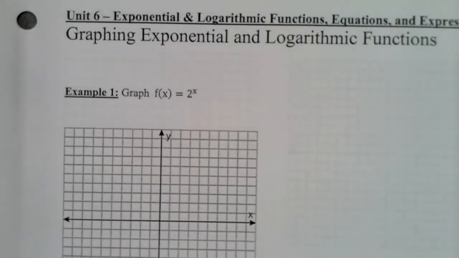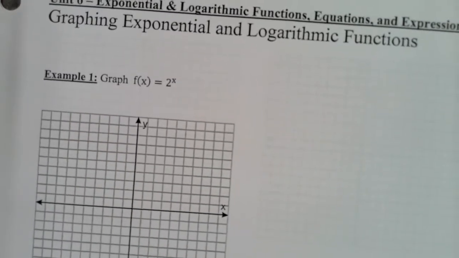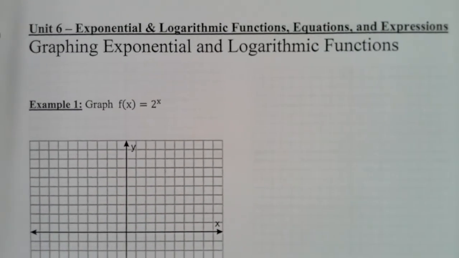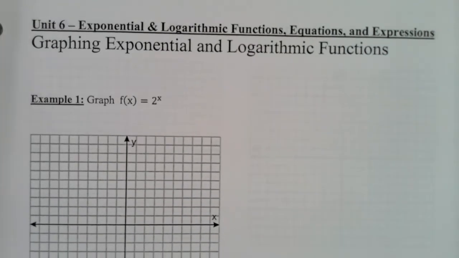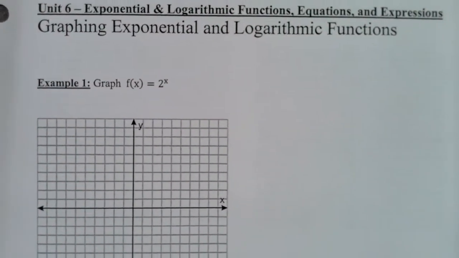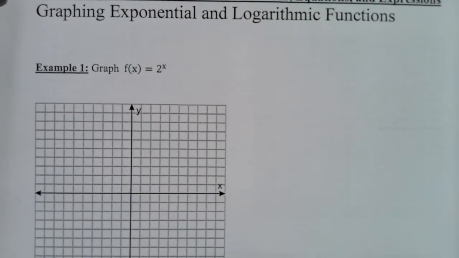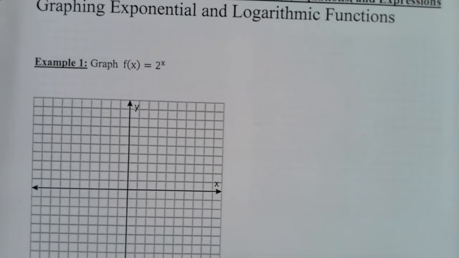All right, this is the final lesson in Unit 6. The lesson is called Graphing Exponential and Logarithmic Functions. So hopefully you have the basic idea of what these graphs are going to look like ahead of time from the last lesson where we analyzed graphs. We have 6 examples today. The first 3 examples are going to be exponential functions, so they're going to have horizontal asymptotes. And the final 3 examples are going to be logarithmic functions, so they're going to have vertical asymptotes.